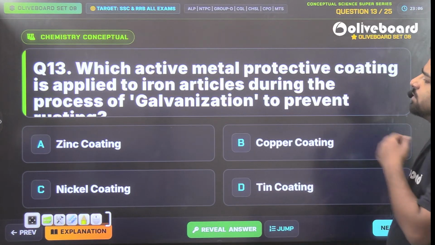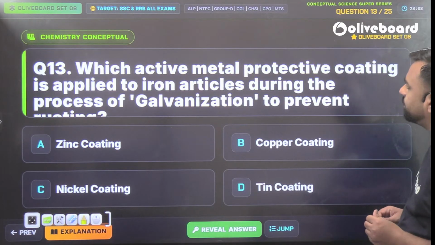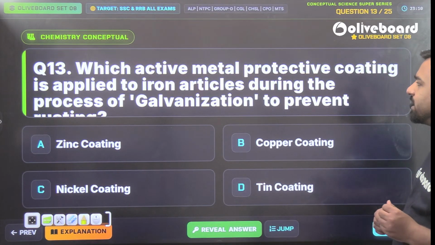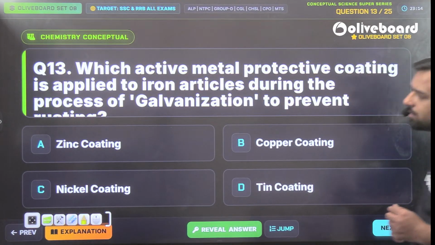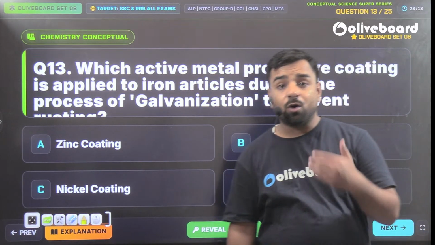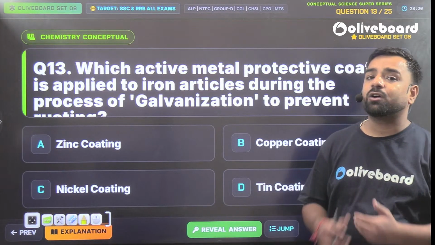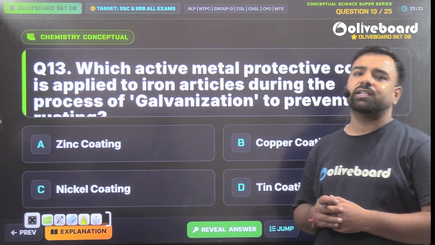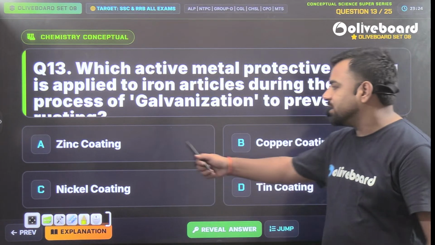The next one is, which active metal protective coating is applied to iron articles during the process of galvanization to prevent rusting? So in order to prevent rusting, we can go for oiling, we can go for greasing, we can also go for galvanization, and here for the galvanization we use zinc coating.